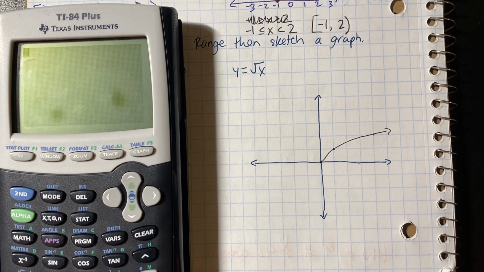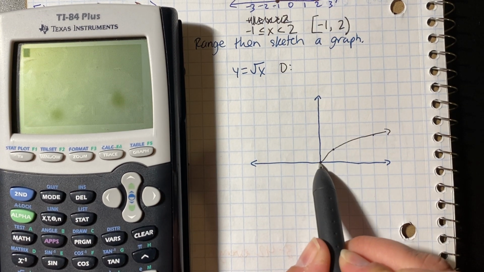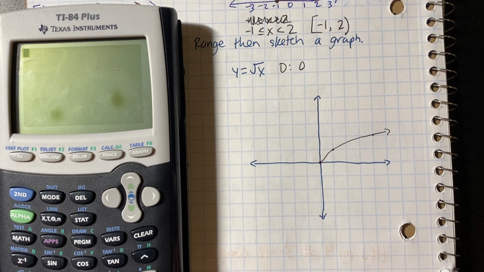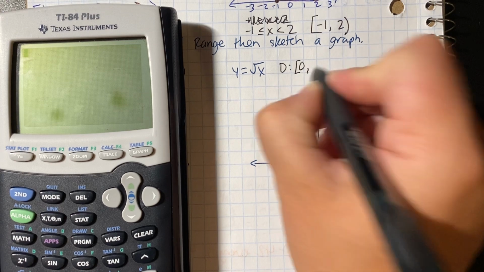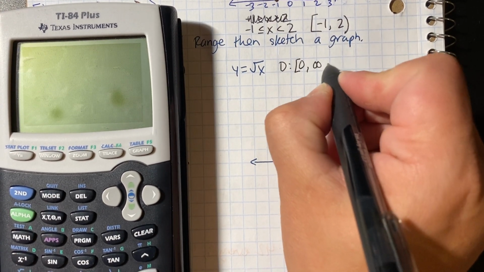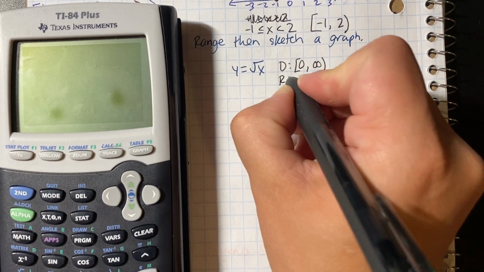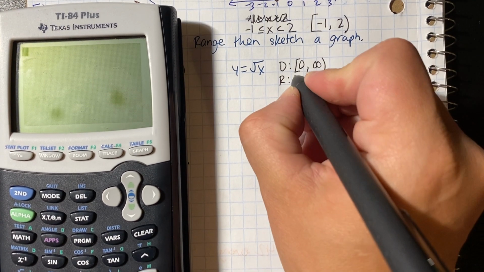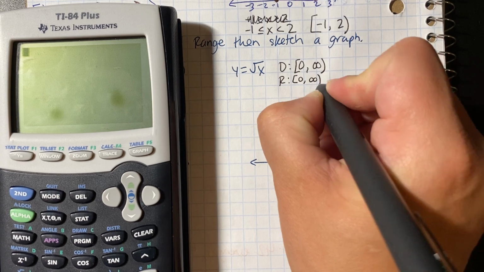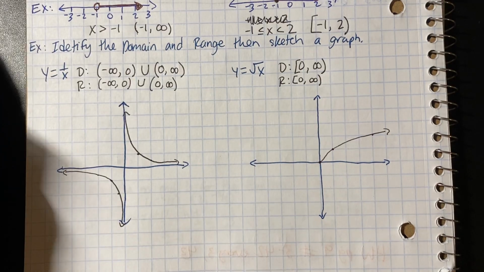Okay, so let's talk about our domain. Our domain is our x's, so our x values start at 0. On this one, though, it includes 0, so we're in a square bracket, and it's going to go forever. So we got infinity, and we close it off. That's all of our domain. Our range is our y value, so it looks like we start at 0 and go up forever. So it's going to look exactly the same. Okay. All right, next page.